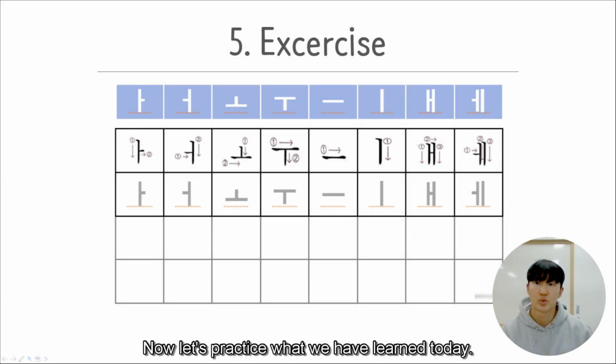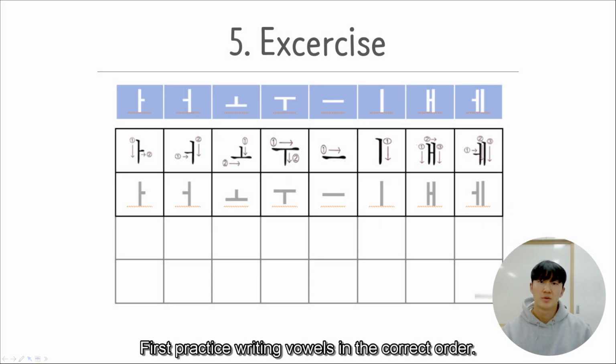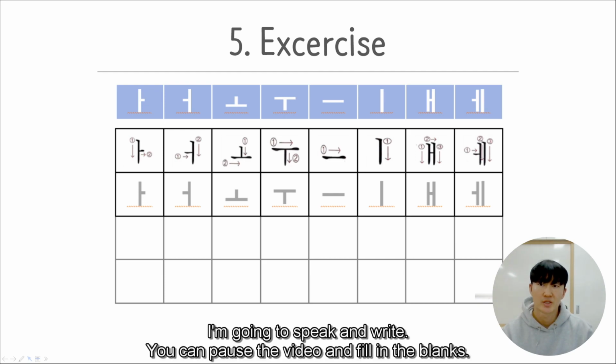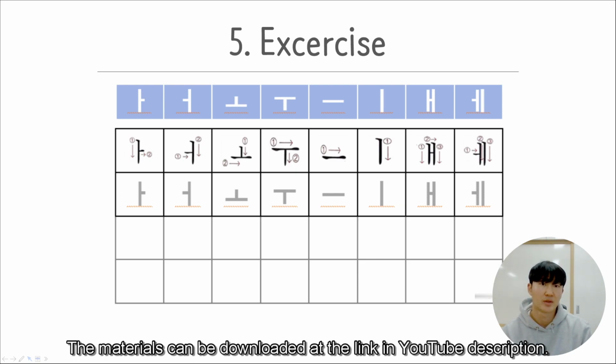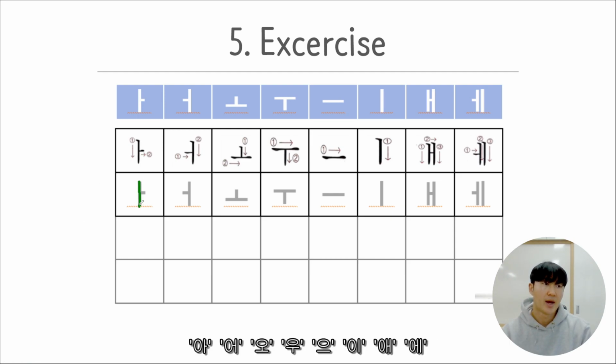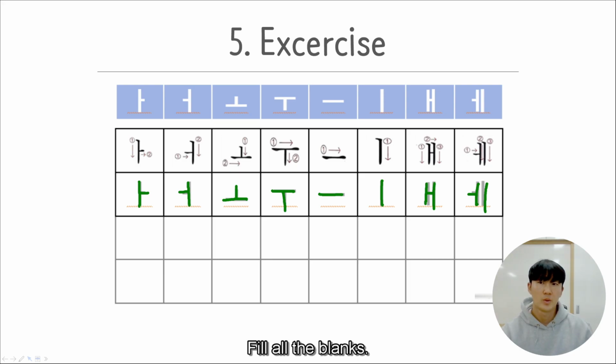Now let's practice what we have learned today. First, practice writing vowels in the correct order. I'm gonna speak and write. You can pause the video and fill in the blanks. The materials can be downloaded at the link in YouTube description. Then let's go. A, o, u, i, e. Okay, fill all the blanks.